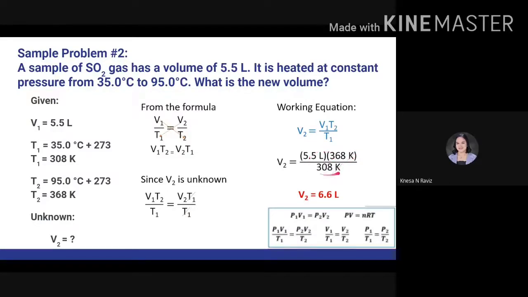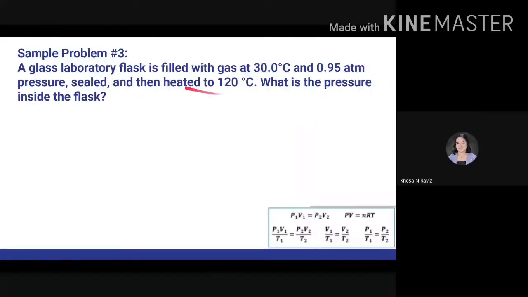So if we do this in the calculator, the answer would be 6.6 liters. The unit Kelvin in the numerator and the denominator would cancel out. So indeed, since there's an increase in temperature, there's also an increase in volume. That is our Charles' law. Let us now proceed to sample problem number 3.